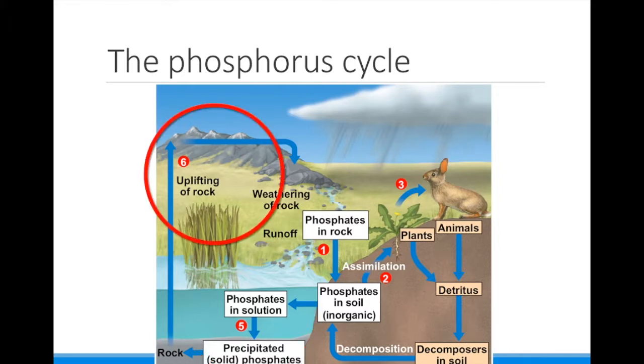Finally, geological processes such as uplifting and tectonic activity can cause those rocks to be exposed to the climate again. When they are exposed to the climate again, they are weathered. When the rocks are weathered, they are broken back down into soil, and the phosphates are available to the plants all over again.